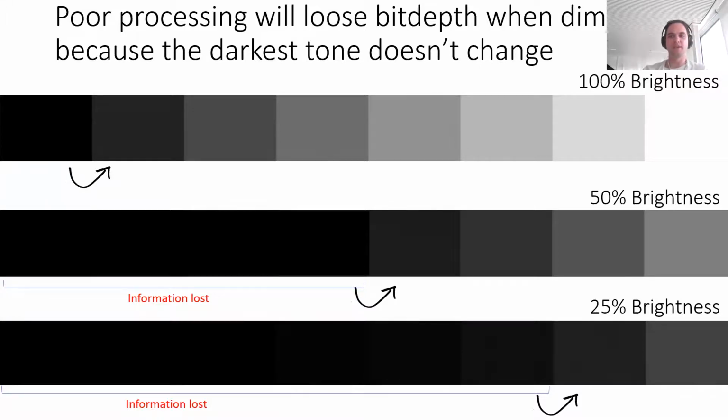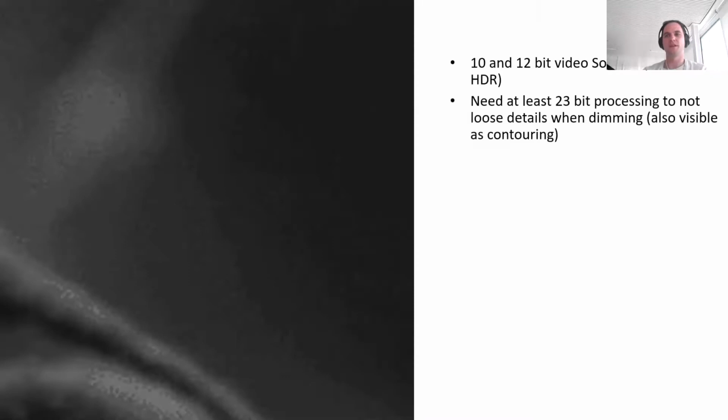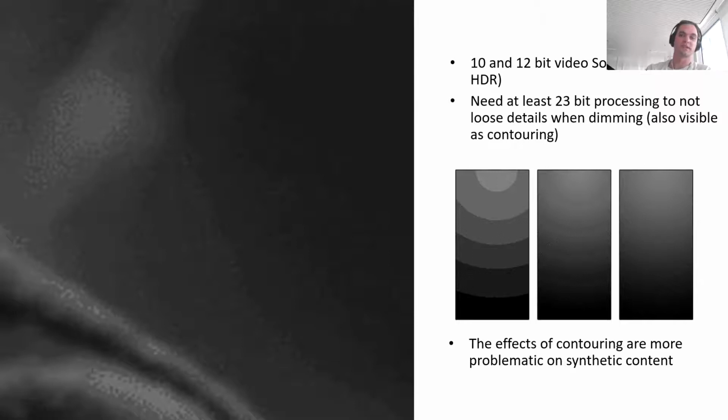So what is now the point of my story? And this is coming to an end. For 10 and 12-bit video sources as used in HDR, we actually need 23 bits of processing in order to not lose details when we dim and show contouring in the process. Also, be aware that contouring is more visually present if we use synthetic content. What do I mean with synthetic content? Typically, computer generated content. You have clearer bands going from one shade of gray to the next one.